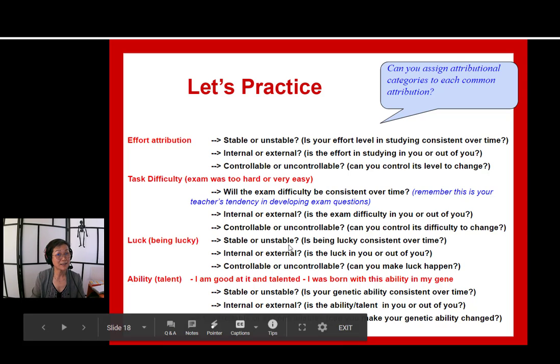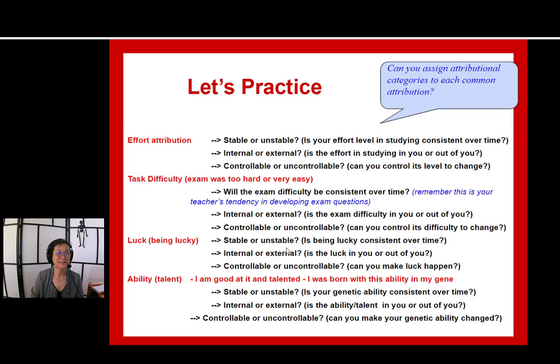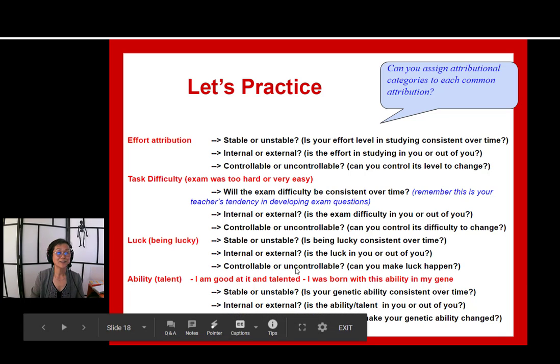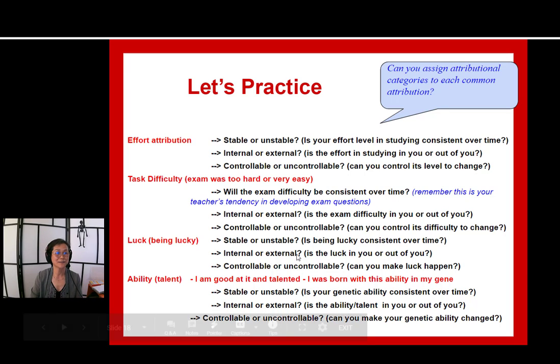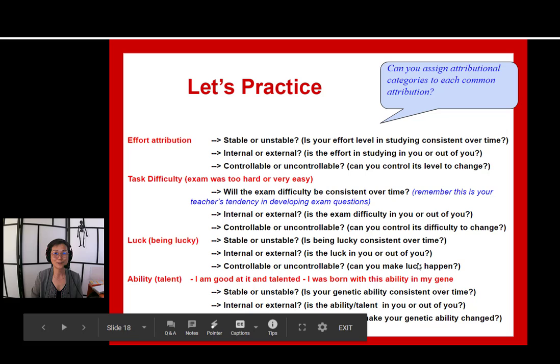Are you gonna luck up next time again? Maybe not. So it could be unstable. Internal, external, that luck. Can you make it happen from your side? No, maybe not. External. Can you make luck come? No, out of control. Right? Outside of your control, uncontrollable.